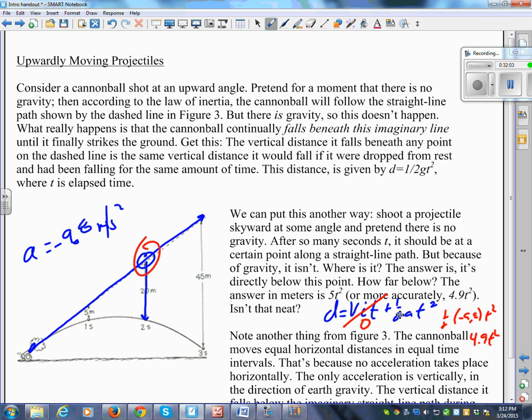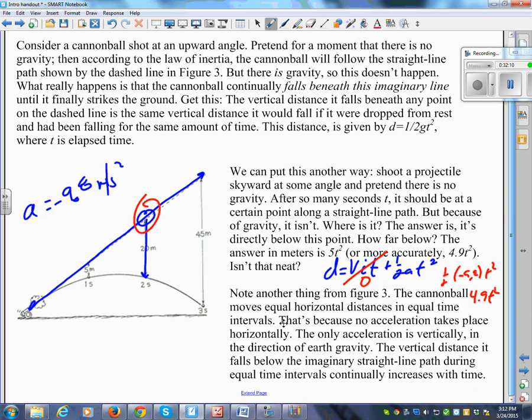Note another thing. The cannonball moves equal horizontal distances in equal time intervals. That's because no acceleration takes place horizontally. I cannot stress this enough, you guys. And yet you're going to do it on the test. You're going to have some sort of acceleration for horizontal. There is no horizontal acceleration. The vertical distance that falls below the imaginary straight line path during equal time intervals continually increases with time.